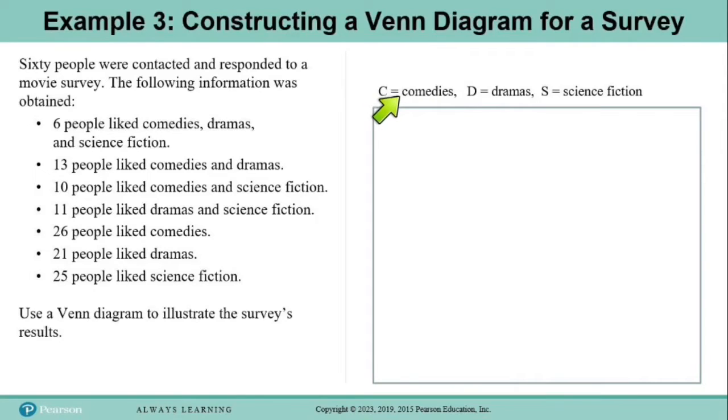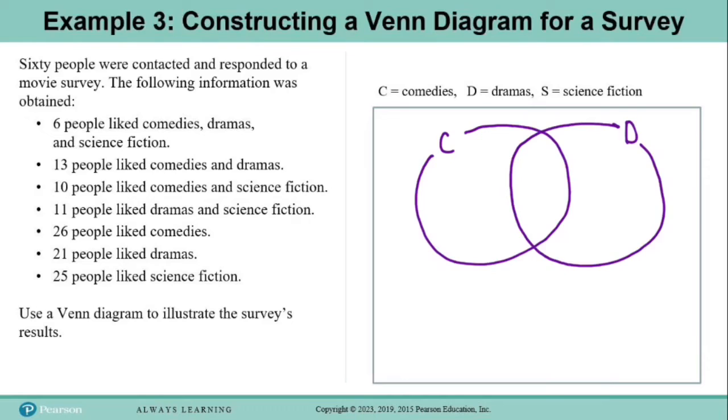We need a set for comedies, a set for dramas, and a set for science fiction, and they all need to overlap. And there needs to be a place where all 3 circles overlap. So let's go ahead and draw a circle for comedies, and then overlapping with that, a circle for dramas, and then overlapping with both of those, a circle for science fiction.